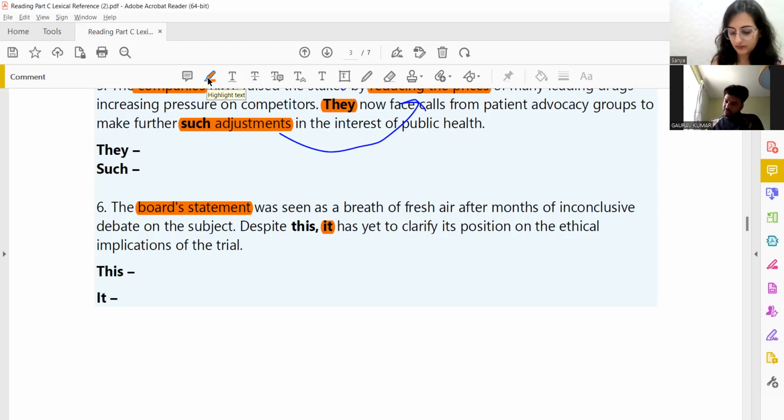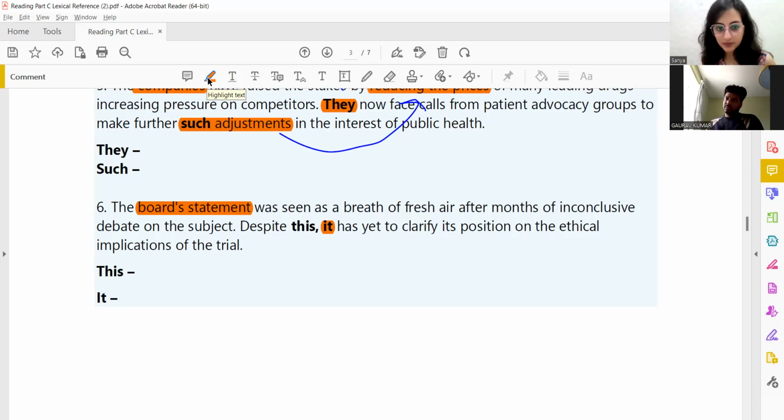Something has to clarify its position. So think about the previous line and tell me, do you see any living being or something that can make a decision? So who can make a decision in the previous sentence? The board. Yes, exactly. The board is yet to clarify.